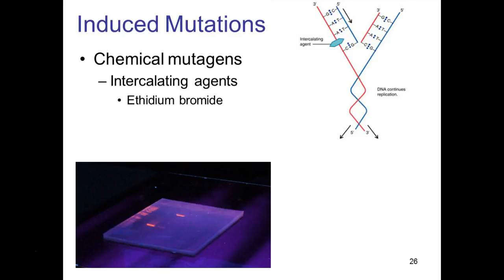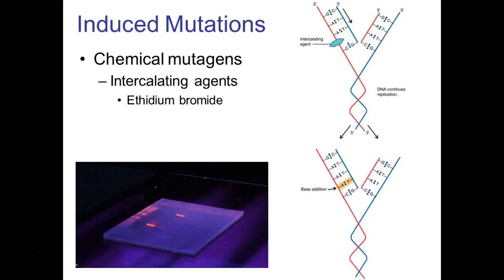Frame shift, right? You're going to get an addition, probably, and you get a frame shift. Now this DNA isn't in a body though, right? We took it out, it was in a test tube, we're putting it in a gel. No problem, right? But the scientists working with this, what would they do to protect their DNA? They'd wear gloves, for sure, right?